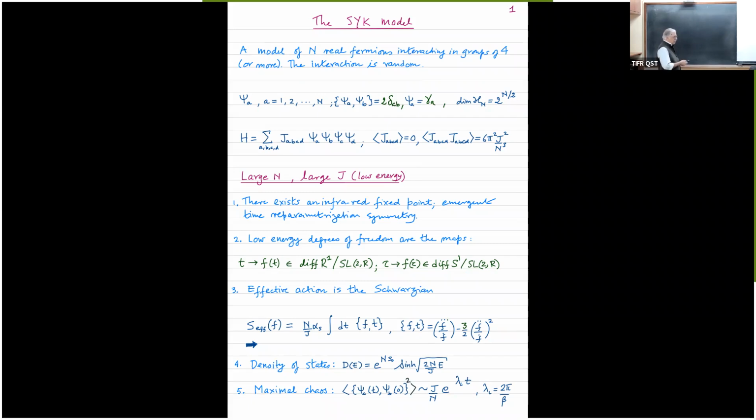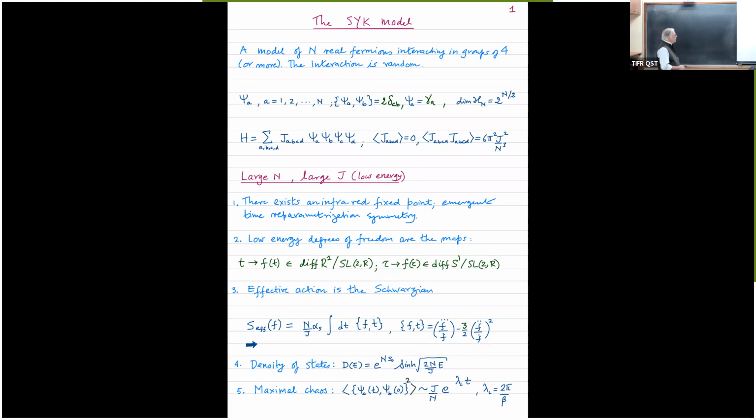In this talk, groups of 4. The groups of higher numbers are interesting and people work in that direction. And this model's degrees of freedom are very simple. They are real fermions, satisfying this commutation relation. So basically, these are gamma matrices. And the dimension of the Hilbert space of this theory is very easy to count. It's exponentially large, 2 to the power N/2.